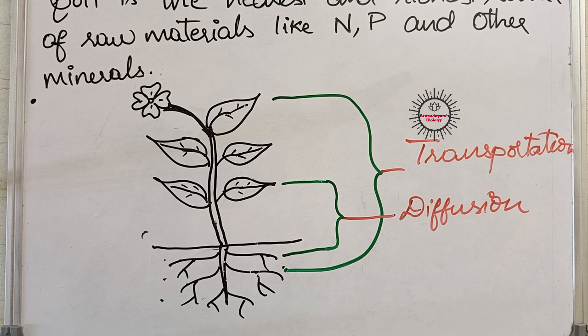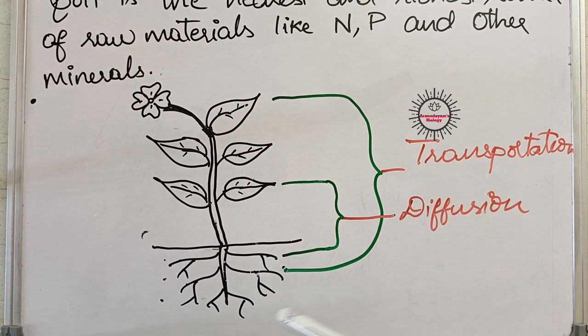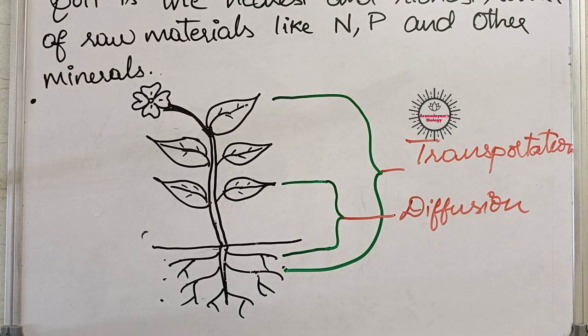So in those tall trees, diffusion process is not enough to pass on these ions to all parts of the plant body. So in case of those tall plants, a proper system of transportation is present. Some system is present inside the plant body to transport these substances from roots to the tip of the plants, tip of the trees. Okay.